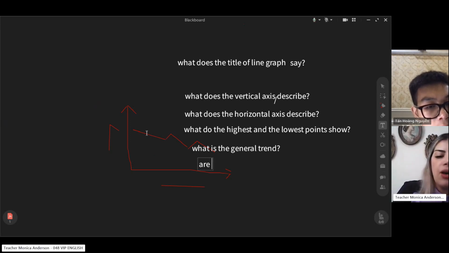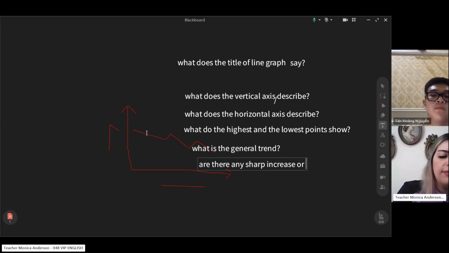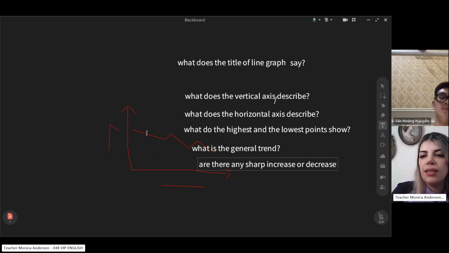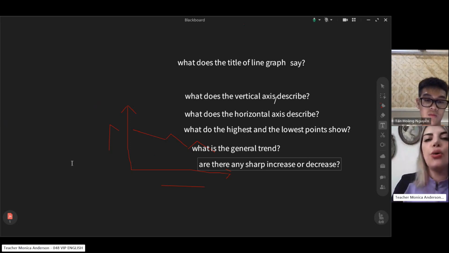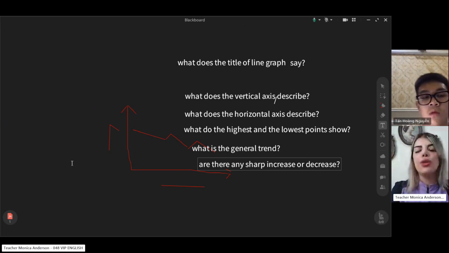So, are there any sharp increases or decreases? This is all about line charts. You need to have these questions and answer them to find and write your overview. Now, let's do an exercise together.